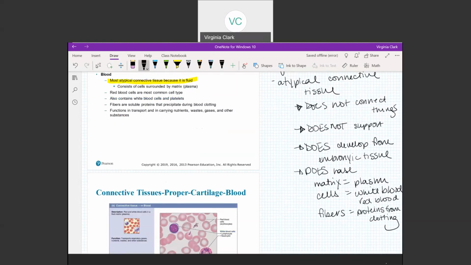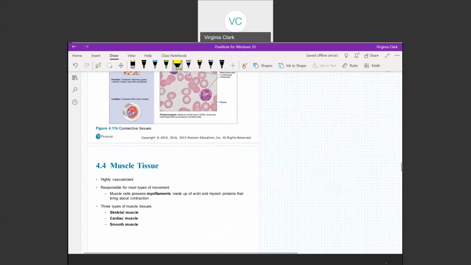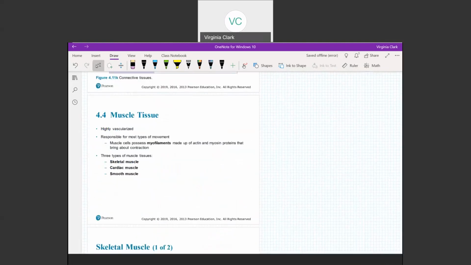So this is important to note why it's an atypical connective tissue. It doesn't meet the two criteria, but it does meet the criteria for the embryonic tissue and for the characteristics of having matrix, cells, and fibers. But its function is going to be a little bit different. So this is really important to know all those pieces. Okay, so that's our connective tissue. We've done epithelial and our connective tissue. This is going to switch gears into our next type, which is muscle tissue.